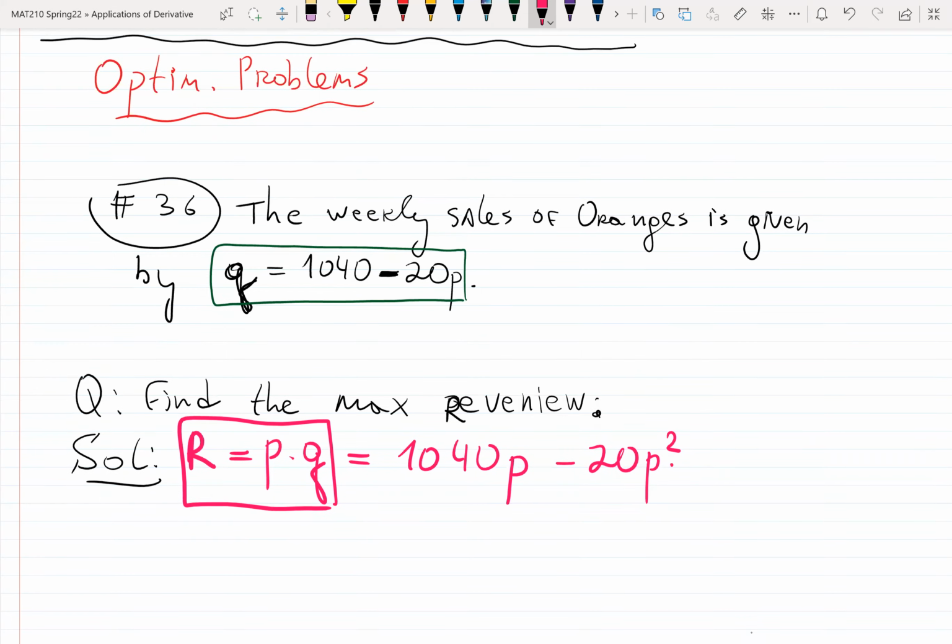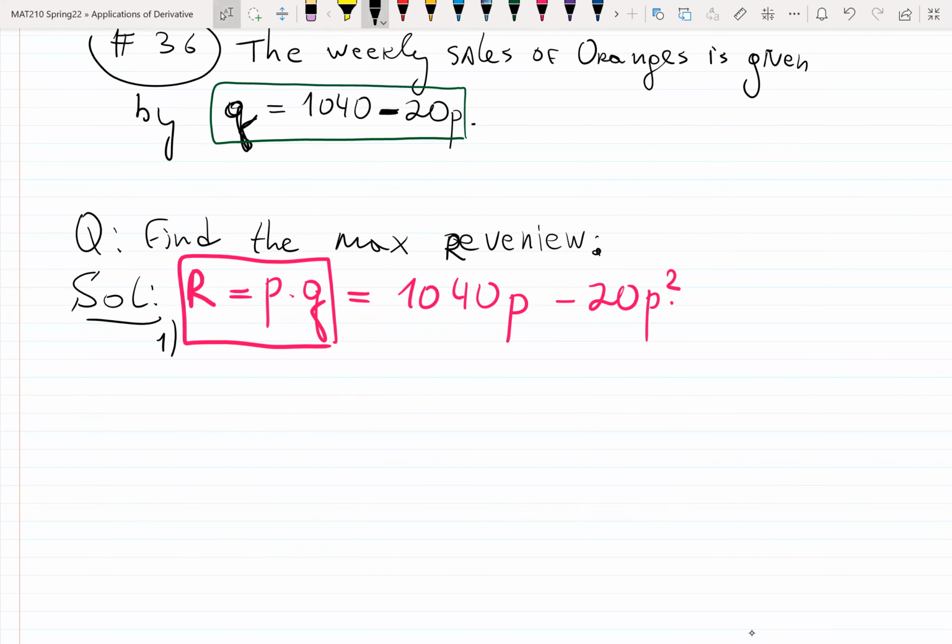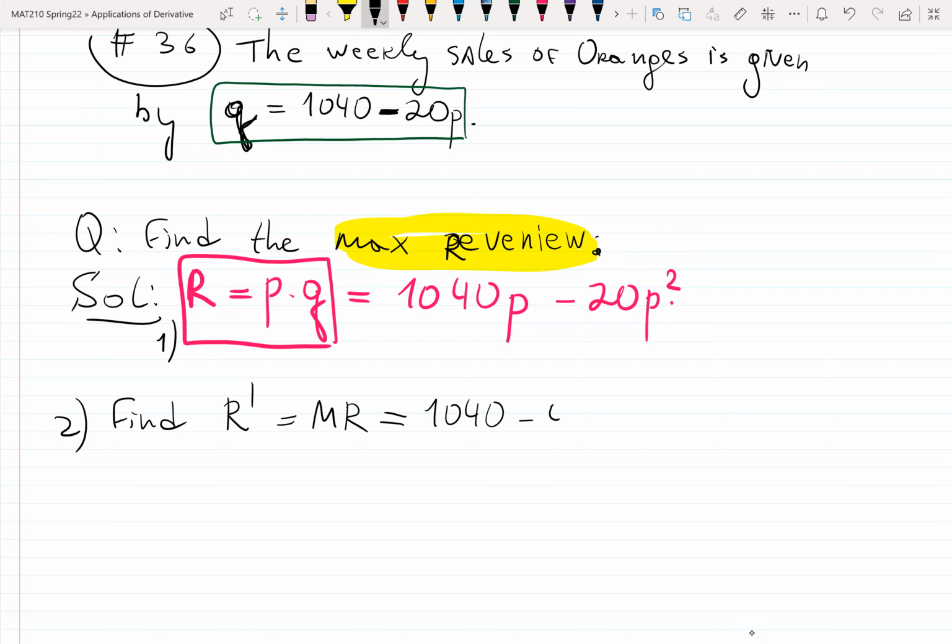So how to figure that out? Step one, build the revenue function. Step two, maximize it. Maximization and minimization problems always start the same. Find a derivative. Find R prime, which is also called marginal revenue. Marginal revenue by definition is the derivative of the revenue, differentiated with respect to P. It will give you 1040 minus 40P, like so. Did you understand the power rule?